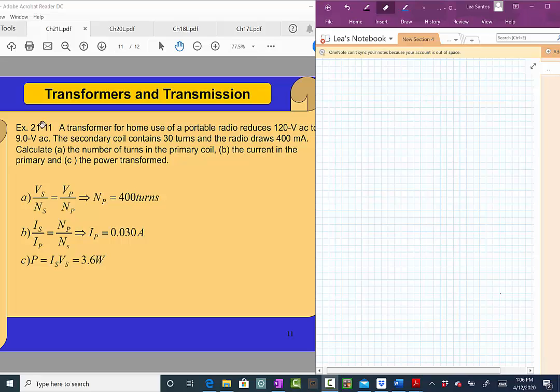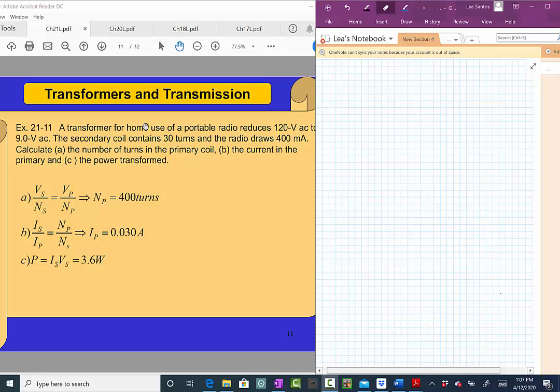So we are going to solve this problem 2111, which is about a transformer. In this particular case, it is a transformer for home use. You see, there are some devices that have a transformer inside them. This allows us to use the device in different countries, because some countries have a potential difference in the houses of around 110 volts.